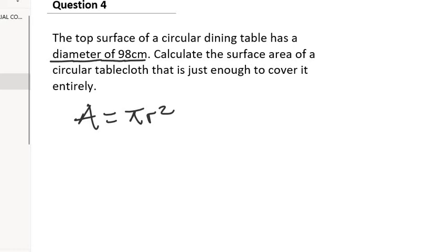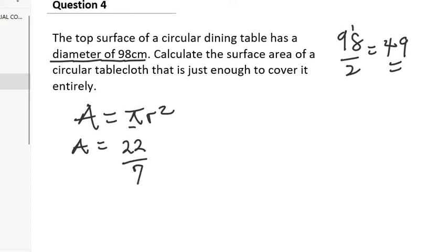And diameter represents... half of a diameter will give us radius. Since diameter is 98, 98 divided by 2 will give us radius. 9 divided by 2, 4 remainder 1, that's 49. To get the area, pi is a mathematical constant that represents 22/7, times 49 times 49.